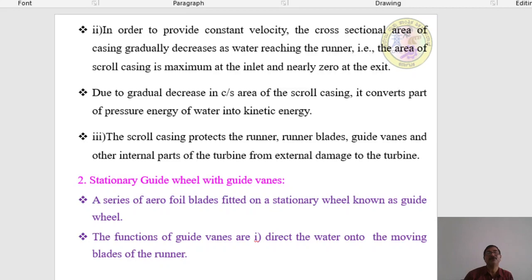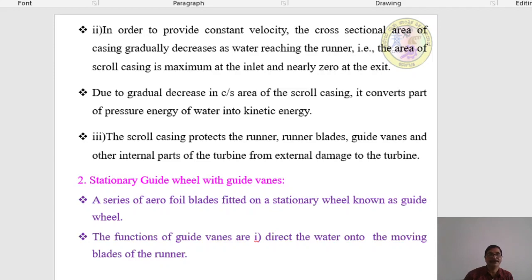So due to this gradual decrease in the cross-sectional area of the spiral casing, it converts part of the pressure energy into kinetic energy. And the third function of the spiral casing is to protect the runner blades, guide vanes, and other internal parts of the turbine from external damage.